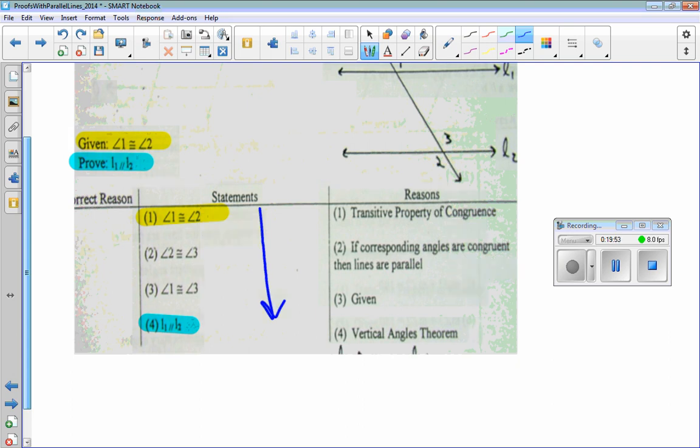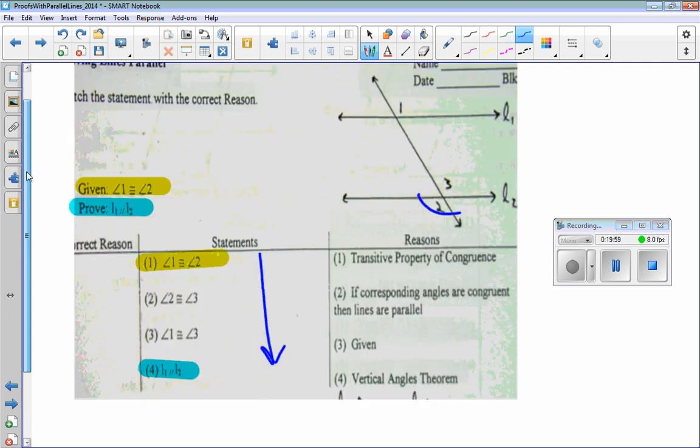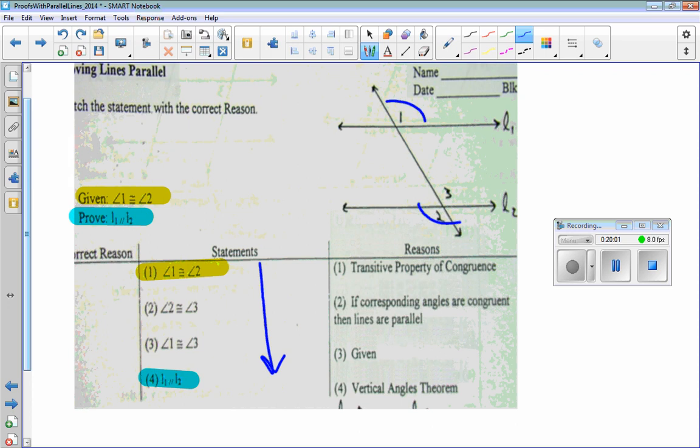So looking at the first particular statement, angle 1 is congruent to angle 2. Why is that a statement? What is always our first reason? Given. Good. So I'm going to go ahead and write number 3 over here because that's our given statement. Once I've used it, I'm just going to cross it out, just so I know that I've used it.